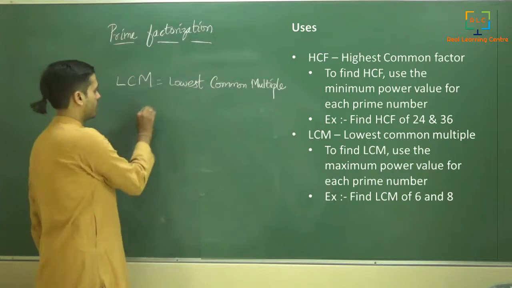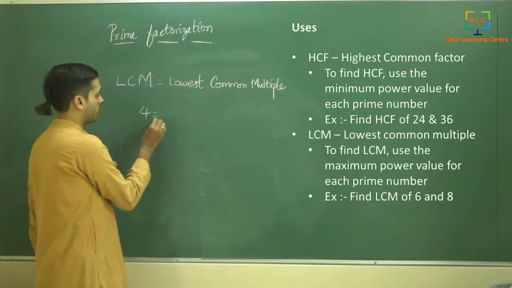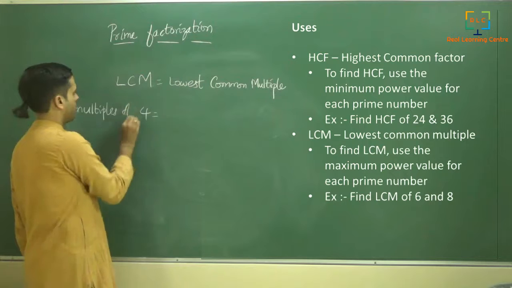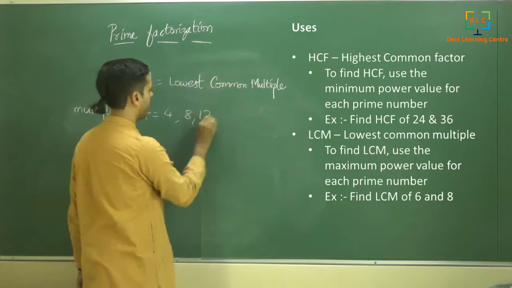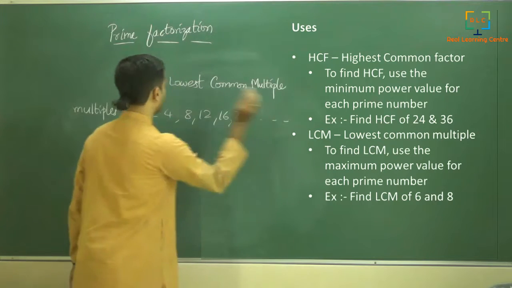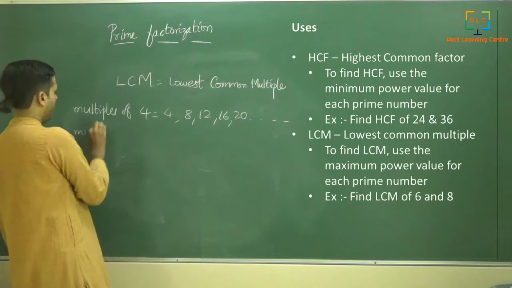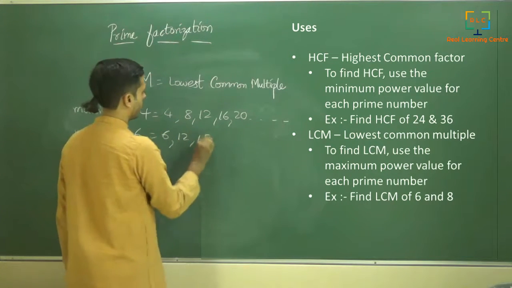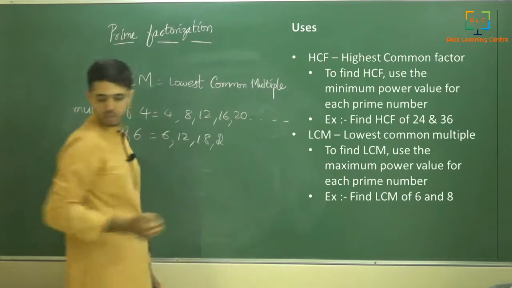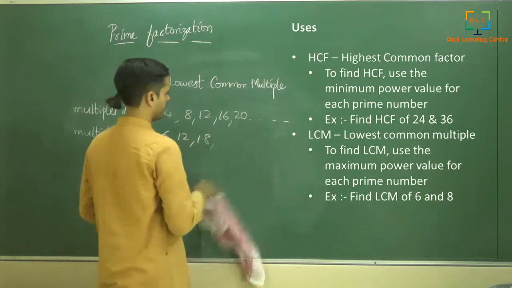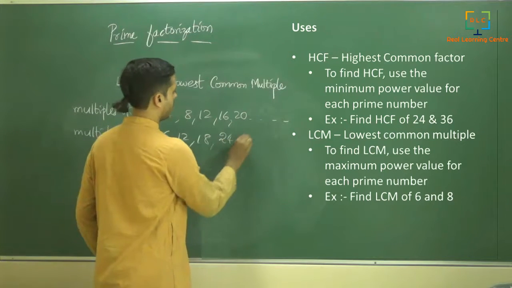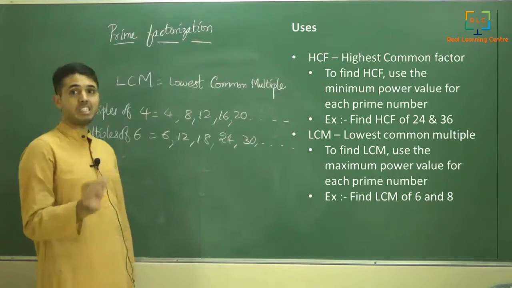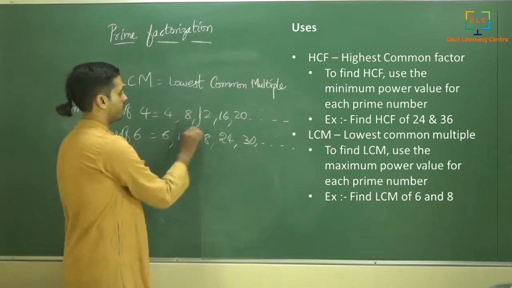So in our session on multiples, we saw that multiples of 4 are 4, 8, 12, 16, and so on, and multiples of 6 are 6, 12, 18, 24, 30, and so on. It goes on. So which is the least common multiple? 12.